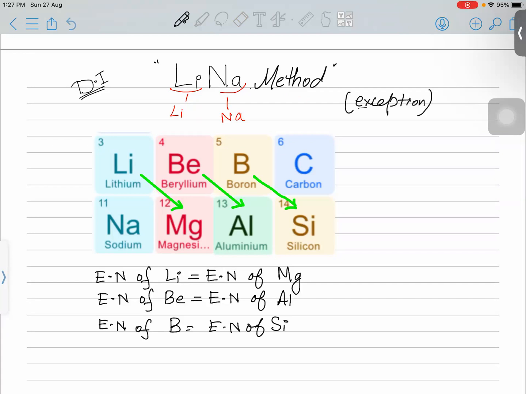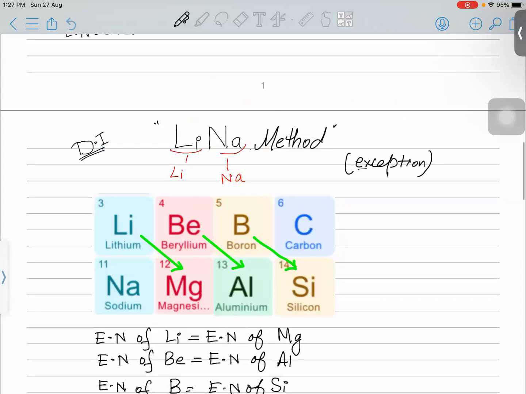Mohammed, are you getting my point, Hamza? Yes, sir. This is called the diagonal rule. You can say that this is the diagonal rule, or you can say the Lena method, right? So it is quite easy to memorize this.